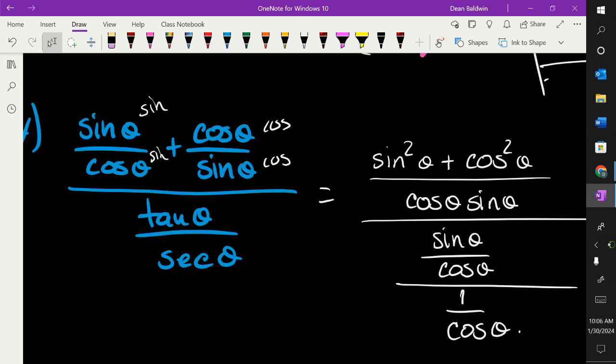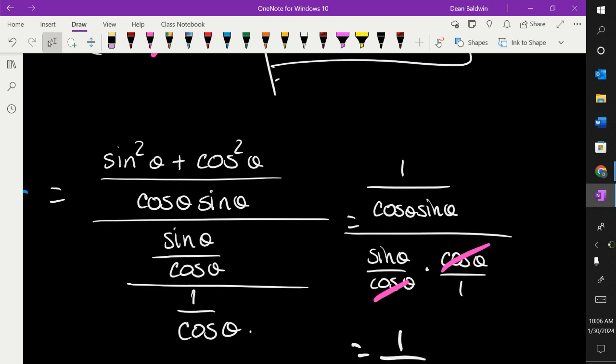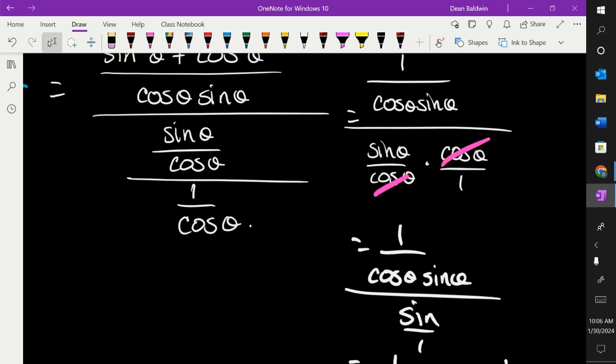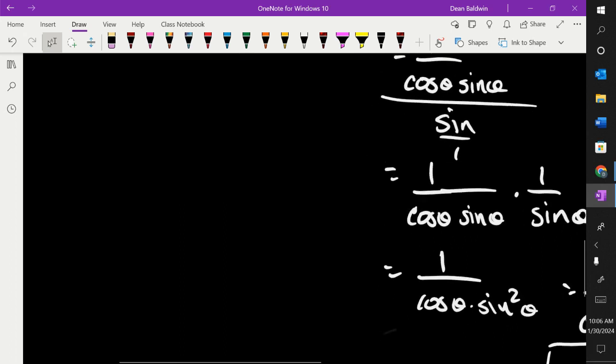What do you do with this? So you're going to flip them, and then you're going to get the cos. You're going to flip the cosine up. Cos over 1 times sine over cos. Cosines cancel. So now I've got 1 over cosine over sine. And over sine really means sine over 1. Okay? Then it's just fractions stacked. You flip and multiply like that, which is sine times sine, which is sine squared. So you could leave it like this.